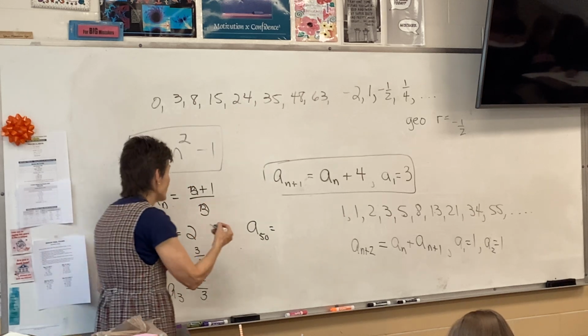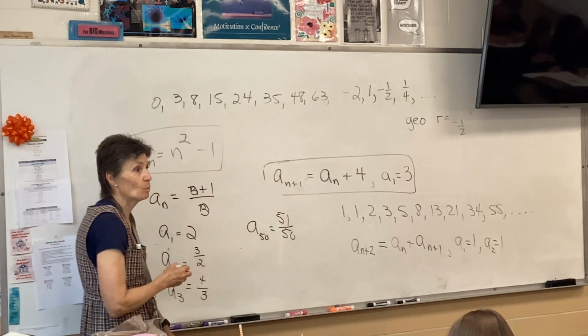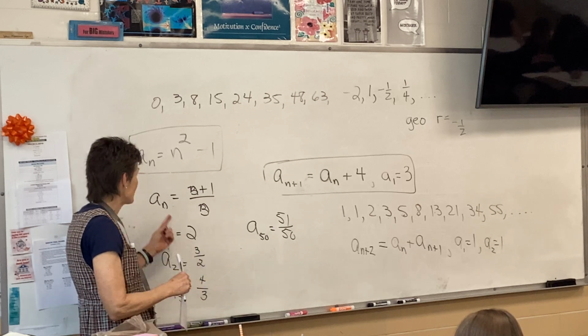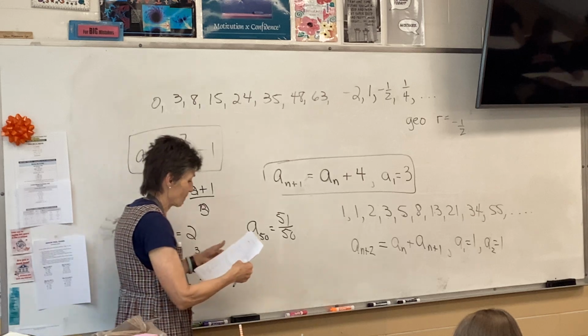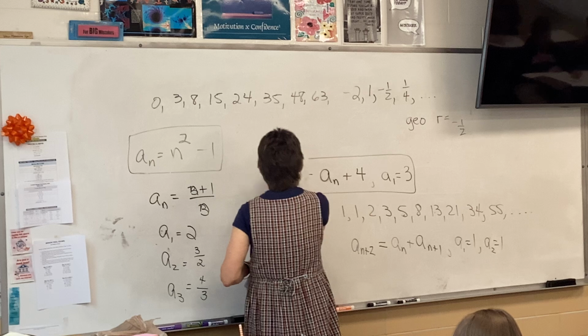So the 50th one is going to be 51 over 50. Don't make it hard, for Pete's sake, just plug in n. It's Ronan, dude. He's messing with my head. Alright, now you do B. Don't talk, just do B.